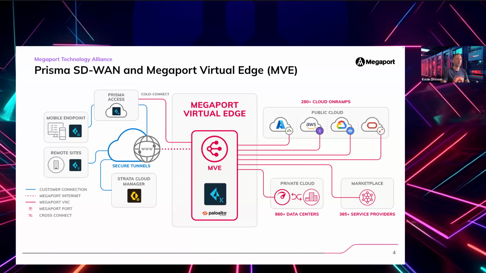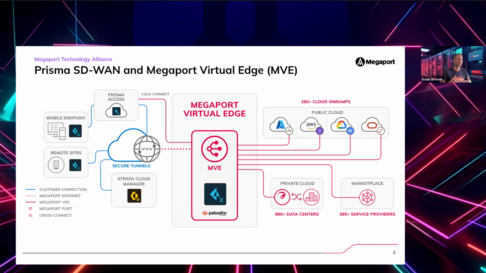So you think about that virtual Prisma SD-WAN appliance sitting in a Megaport location. Number one, you can provision an internet connection to that appliance, not only for the management, but also for the data plane, so that your remote sites can build SD-WAN tunnels and land them on that Prisma appliance that's sitting in Megaport. And then over on the right side of the diagram, those red lines represent Megaport's backbone.